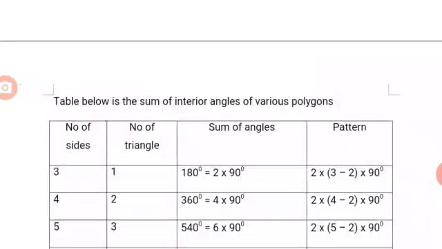Now, if it has 3 sides, the number of triangles will be 1. And the sum of angles will be what? 180 degrees, which is equal to 2 times right angle. That is 2 times 90 degrees. Are we together? So the pattern will be 2 times 3 minus 2 times 90 degrees.